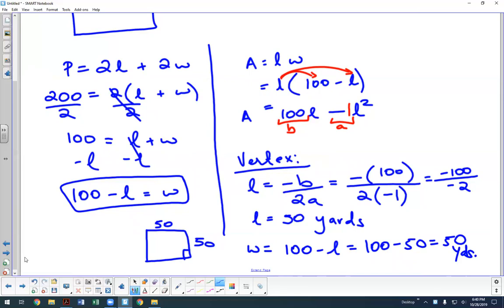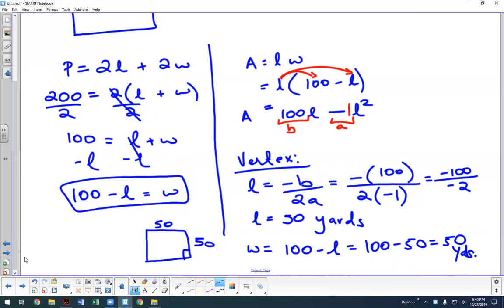Put it into the vertex formula because you are finding the vertex here whenever they're talking about maximizing or minimizing. Went through that math. Our length came out to be 50 yards. Putting it back into this equation, the width came out to be 50 yards as well.